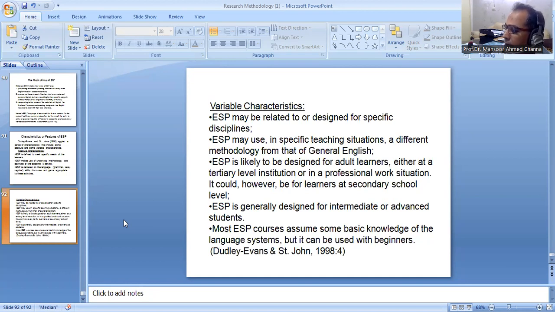ESP is generally designed for intermediate or advanced students. Most ESP courses assume some basic knowledge of the language systems, but it can be used with beginners. Adapted from Dudley-Evans and St. John, 1984, page number 4.